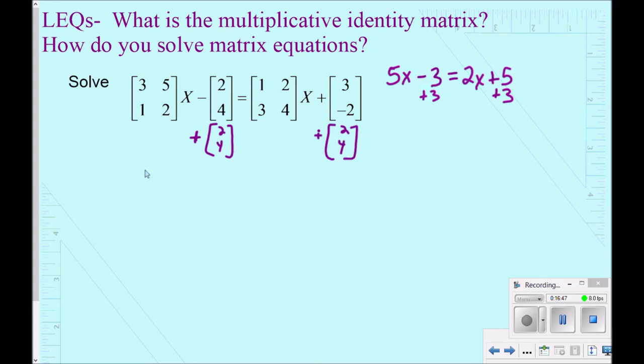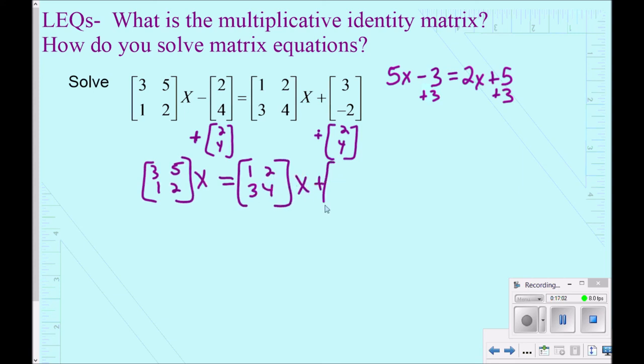So now I have on the left 3, 5, 1, 2 X is equal to 1, 2, 3, 4 X plus, and now I'm just going to add those two matrices. So 3 plus 2 is 5, and negative 2 plus 4 is 2. So just like our linear equation over here, where we would next probably subtract 2x from both sides, we're going to get this x over to the other side by subtracting it from both sides.